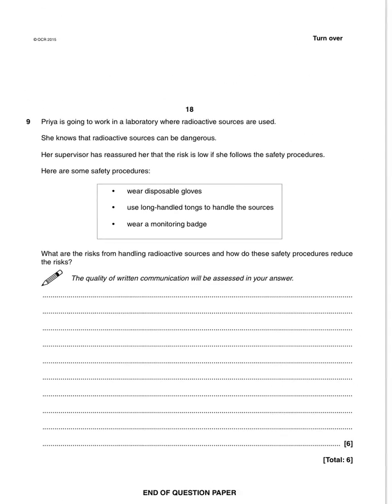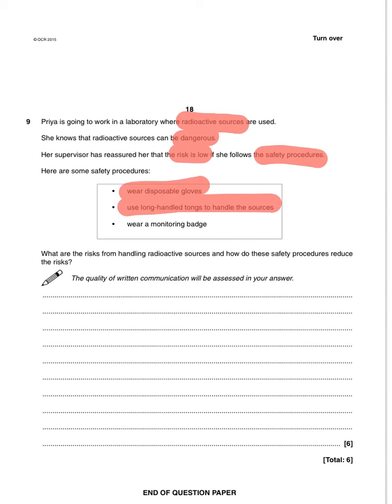And then on to the final question, which again is a nice question, and if you've been following so far, it's very, very similar in its wording. Priya is going to work in a laboratory where radioactive sources are used. She knows that radioactive sources can be dangerous. Her supervisor has reassured her that the risk is low if she follows the safety procedures. Here are some safety procedures, she's got 3 of them here: disposable gloves, long-handled tongs, and a monitoring badge.